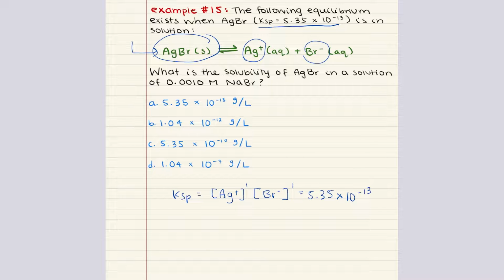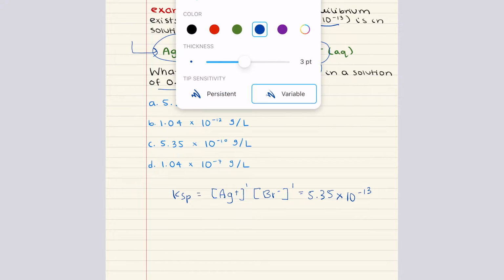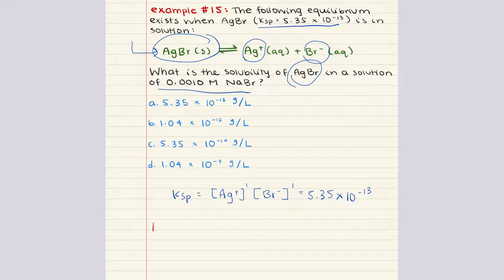Now, our ultimate goal is to figure out the solubility of silver bromide in a solution that has 0.001 molar sodium bromide. So the next thing that we want to do to help us figure that out is set up an ice table. An ice table is going to help us figure out the initial concentration, the change that occurs, and then reach our equilibrium concentration. We're going to be focused on just the silver cations and the bromide anions.